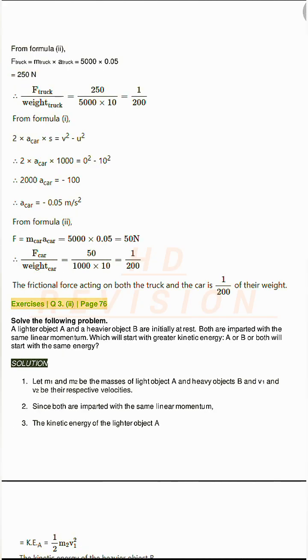Exercises Q3, page 76. Solve the following problem. A lighter object A and a heavier object B are initially at rest. Both are imparted with the same linear momentum. Which will start with greater kinetic energy? A or B or both will start with the same energy? Solution. 1. Let M1 and M2 be the masses of light object A and heavy object B, and v1 and v2 be their respective velocities. 2. Since both are imparted with the same linear momentum. 3. The kinetic energy of the lighter object A.